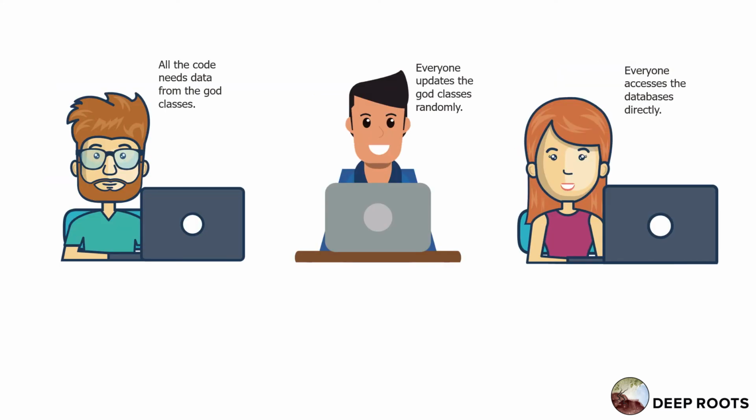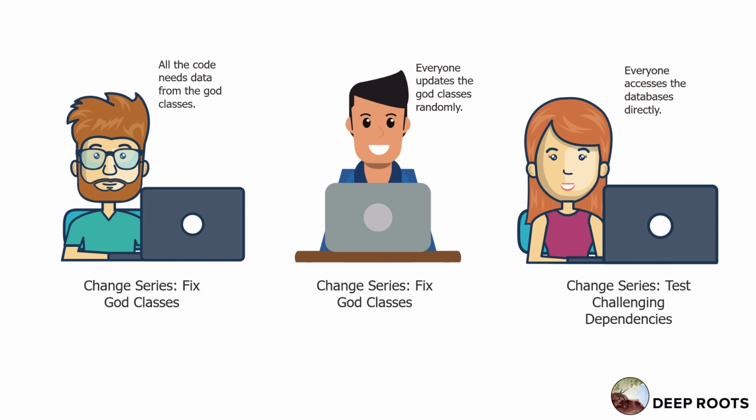Now, though, each team can select exactly the change series that applies to their problems, and even the specific habit that immediately addresses it. So it's probably not surprising, given the problems that these teams have, that the first team selected the change series of fixing God classes, and the last team selected the change series of test-challenging dependencies. But what specific habit solves each of these problems? The first team selected the habit of primitive whole values. The second team selected the habit of explicit data, while the third team selected the habit of testable services.